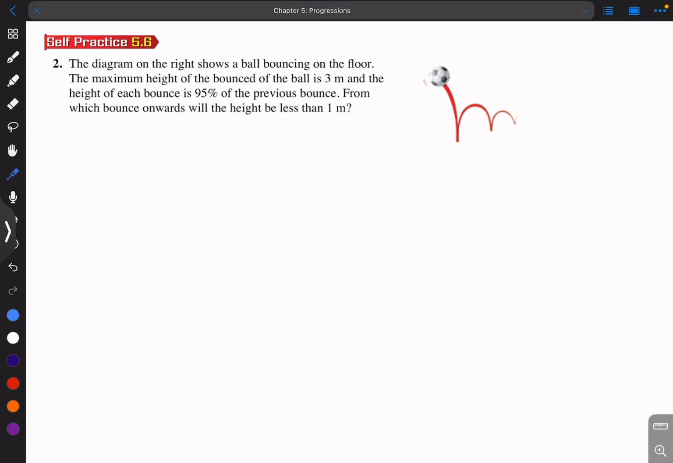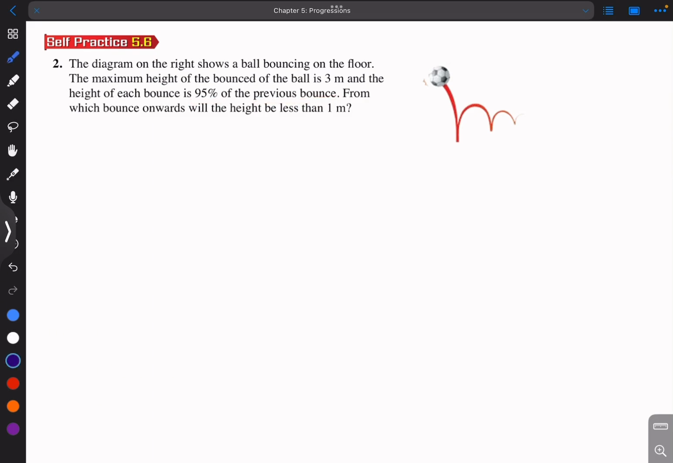Self-practice 5.6, question 2. The diagram on the right shows a ball bouncing on the floor. The maximum height of the bounce of the ball is 3 meters, and the height of each bounce is 95% of the previous bounce. From which bounce onwards will the height be less than 1 meter?